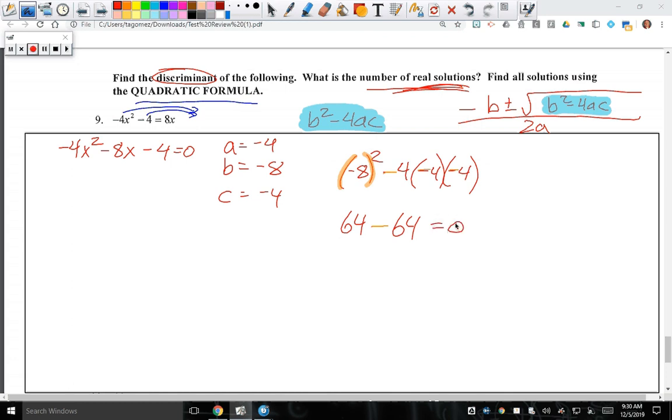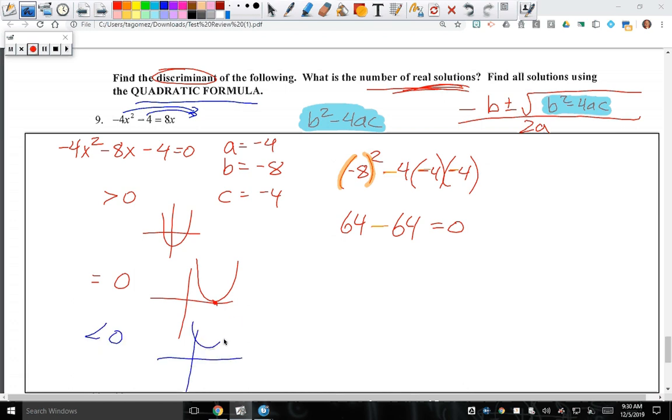So if we have 0, remember, if it's positive, you're going to have 2 real solutions. You'll have 2 x-intercepts. If it's equal to 0, you're going to have one double root where it bounces off. But if it's negative, you will never cross the x-axis. You'll have 2 imaginary solutions, still 2 answers, but they have i's in them. So basically, it's the same answer shown twice. Okay? So let's use the quadratic formula now to solve for that answer.